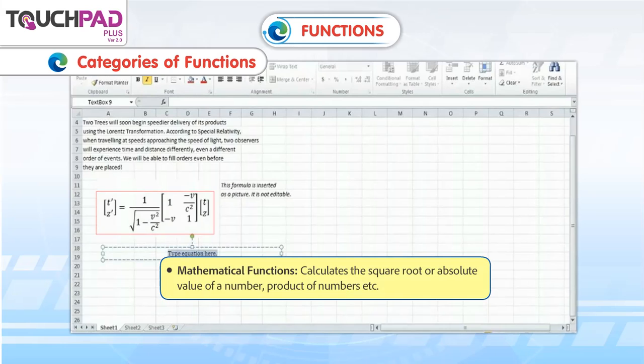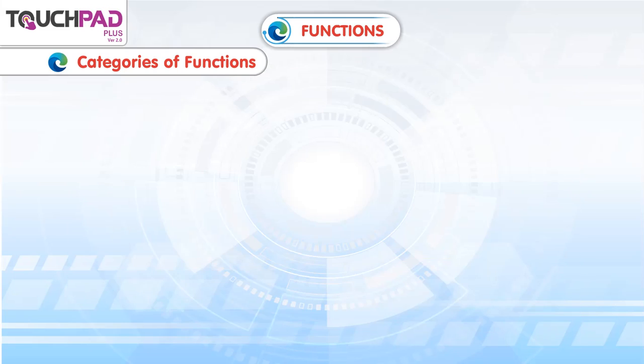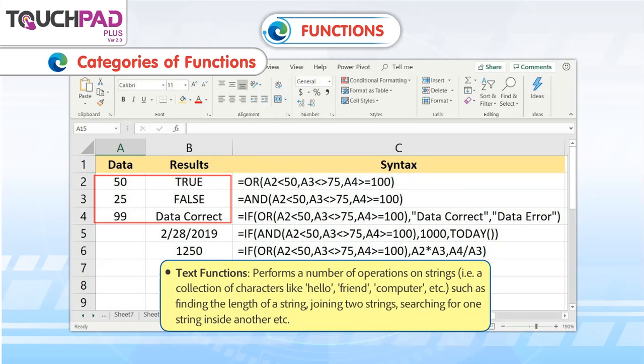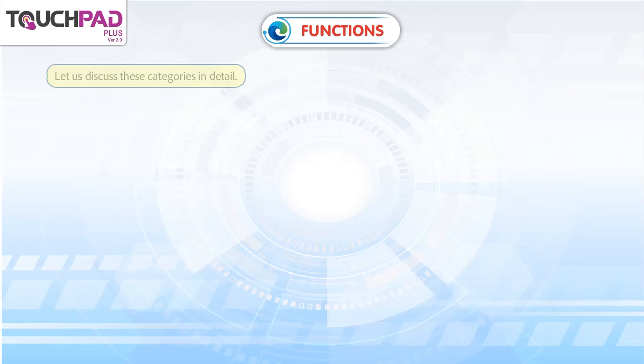Calculates the square root or absolute value of a number, product of numbers, etc. Logical functions. Evaluates conditions such as x is greater than 5 and gives the result as true or false. Text functions. Performs a number of operations on strings, that is a collection of characters like hello, friend, computer, etc., such as finding the length of a string, joining two strings, searching for one string inside another, etc. Let us discuss these categories in detail.